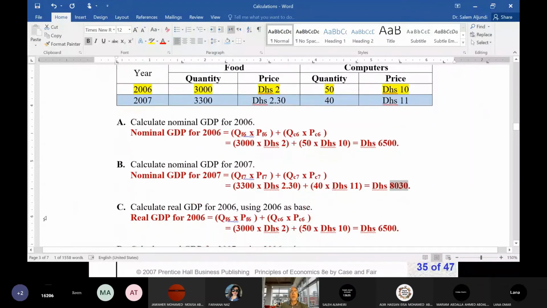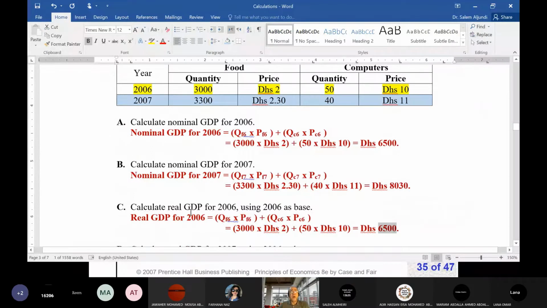Now let's go to number C. Calculate real GDP in 2006 using 2006 as a base. The answer is quite easy. Real GDP and nominal GDP for the base year are the same. Again, real GDP and nominal GDP for the base year are the same. So both of them are 6,500. Why?